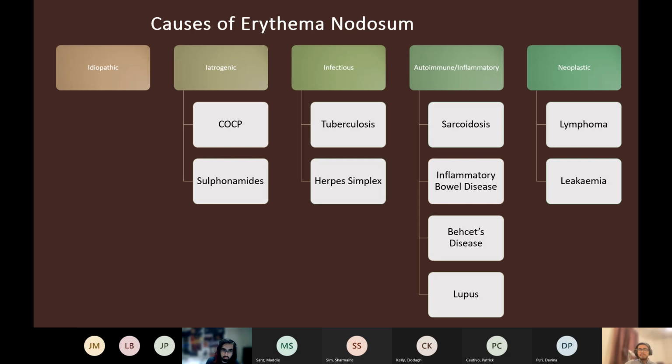And I wouldn't worry too much about Behçet's. It's not really a fourth-year condition. It's more a fifth-year condition. But yeah, it's another autoimmune disease. But those are the important ones. Lupus can cause everything, so you don't need to remember that. Neoplastic, you can't guess, so I'm not going to ask you to. But leukemias and lymphomas can cause it too. I can't spell leukemia. I apologize.